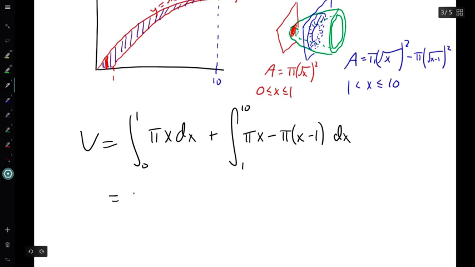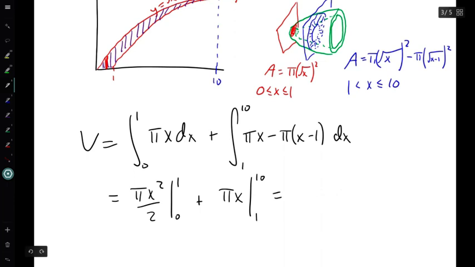We know that the integral of x is x squared over 2, evaluated from 0 to 1. Over here, we could expand this out, actually. If you simplify some of the arithmetic here, you get a pi x minus a pi x, which is 0. And then you're left with a minus pi times a minus 1, which is a plus pi. So this is just the integral of pi. And I know the integral of pi is pi x, evaluated from 1 to 10.